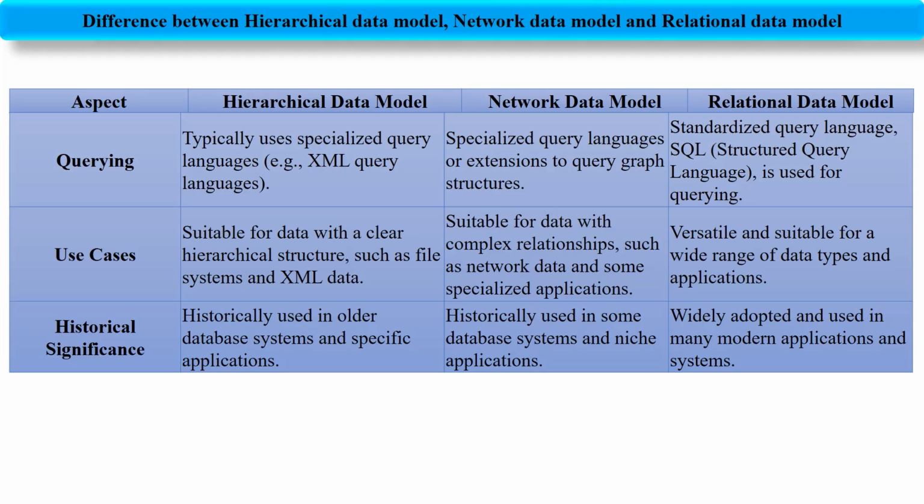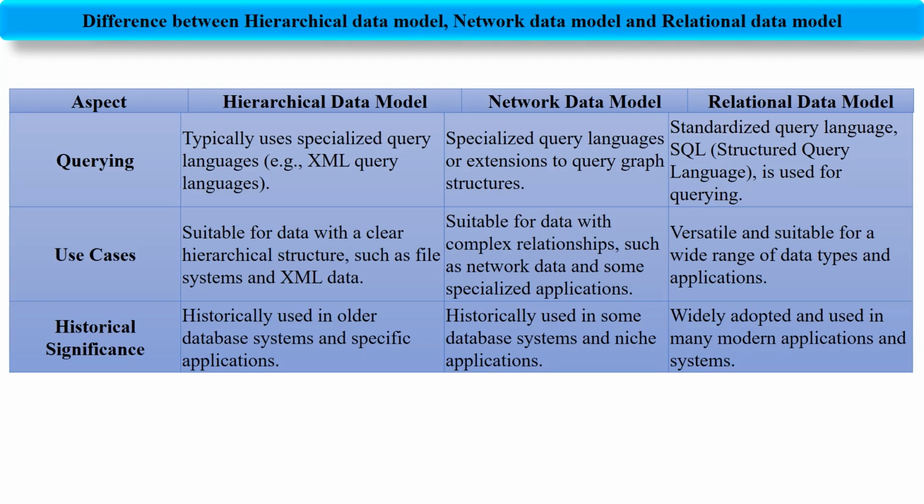Ninth point is use cases. Hierarchical data model. Suitable for data with a clear hierarchical structure, such as file systems and XML data. Network data model. Suitable for data with complex relationships, such as network data and some specialized applications. Relational data model. Versatile and suitable for a wide range of data types and applications.